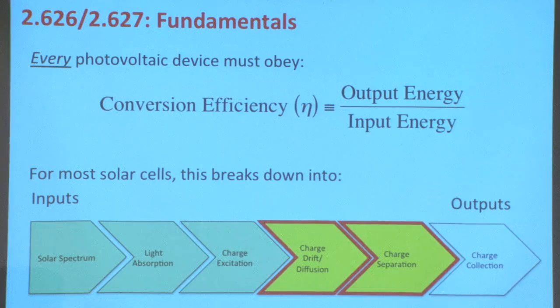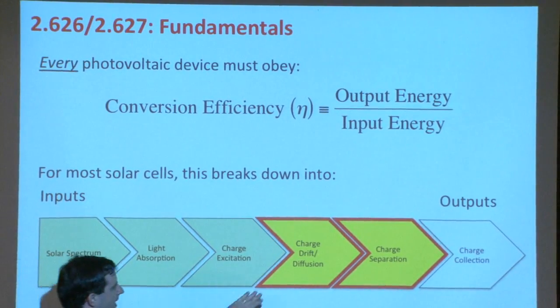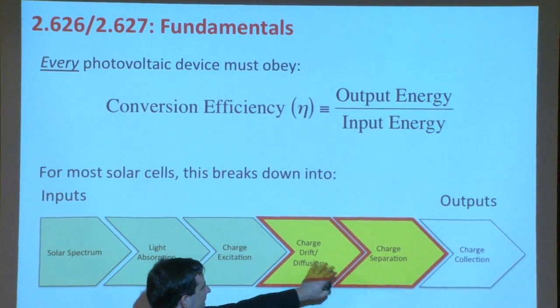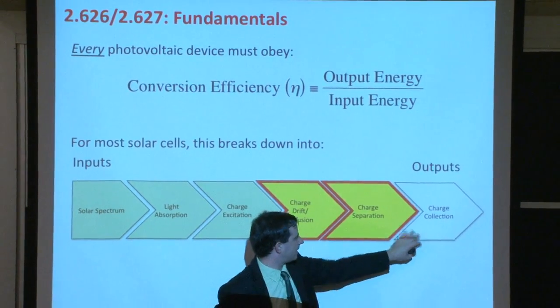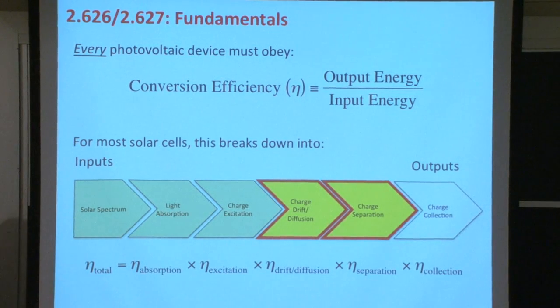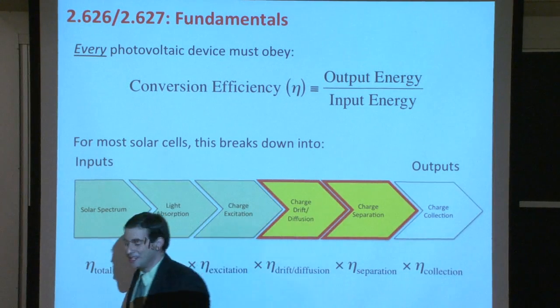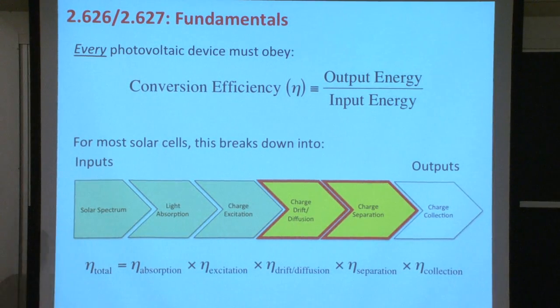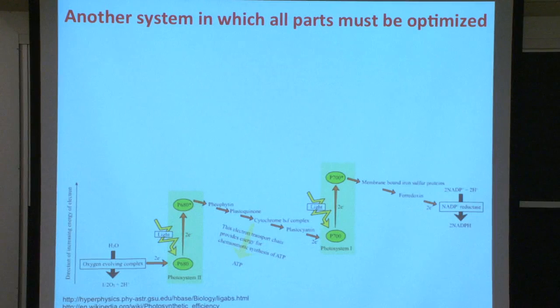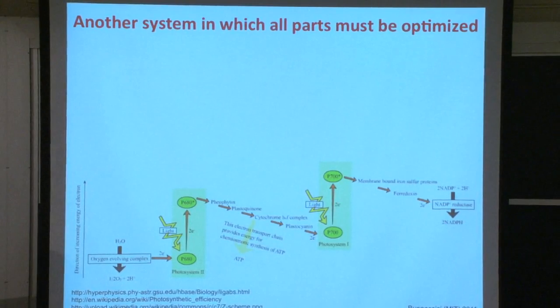And for most solar cells, this breaks down to the following progression from the solar spectrum to charge collection. And we're going to be focusing on charge separation, incorporating elements of either side, but mostly focus on charge separation today. Reminding everybody, of course, that the total system efficiency is the product of each individual efficiency. And if any one of these is low, the efficiency for the entire system is low. And since folks are tired of looking at this chart by now, every single lecture, I intend to introduce something new that follows a similar pattern.